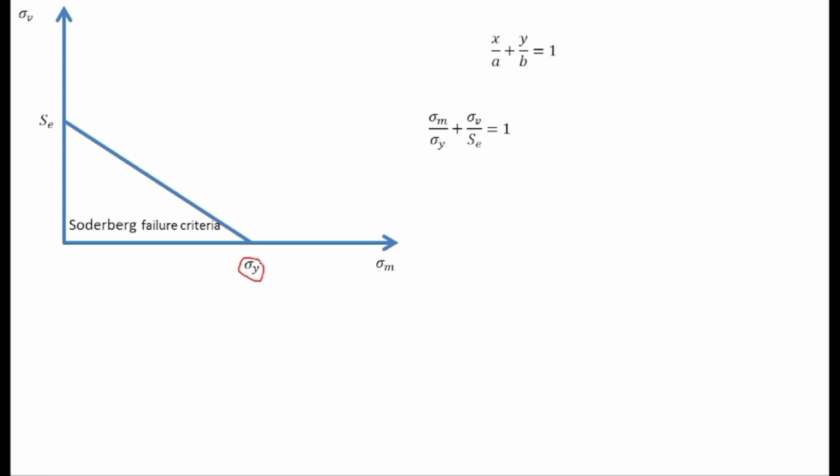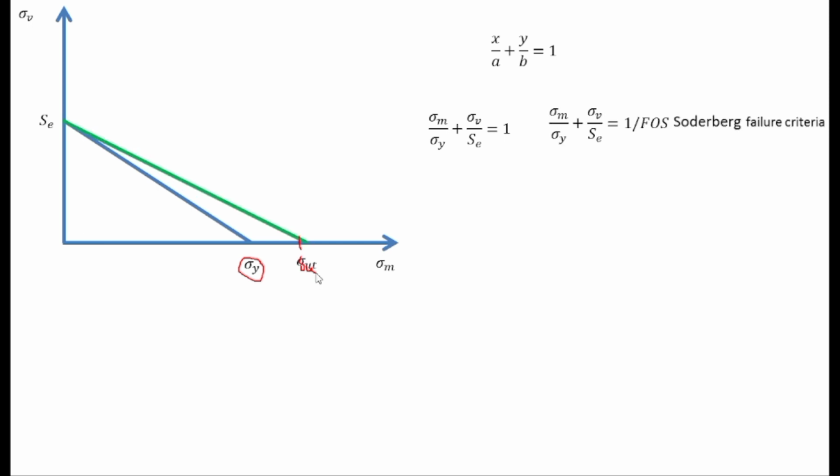But here, since there is no yield point for the brittle material, there is an ultimate point for the brittle material. So when you take the ultimate point and join it with the endurance limit, it will give you this line. This line is called the Goodman line and the criteria is called the Goodman-Feller criteria. Now instead of sigma y, put sigma ut over here or over here. So this is called the Goodman criteria and you will get this equation for the Goodman criteria.